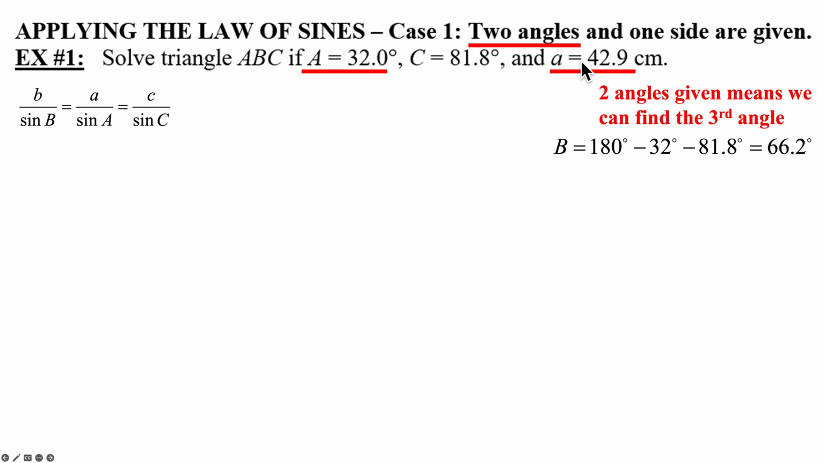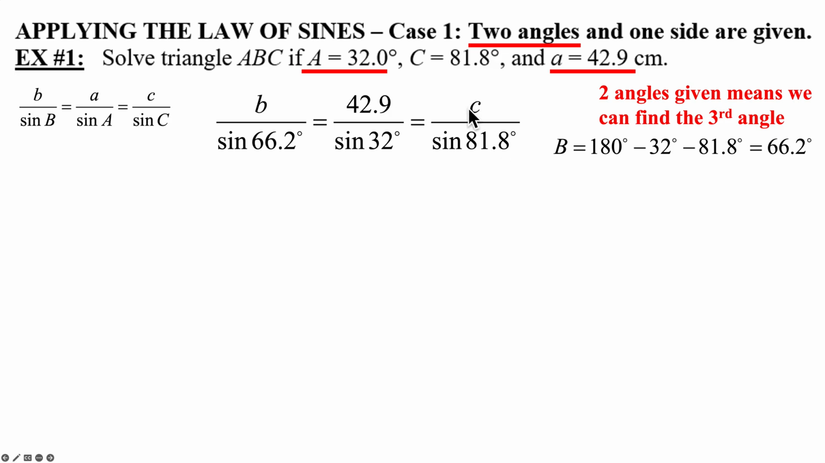So 42.9 goes in the numerator for A in the middle. Sine of 32 degrees goes in the middle. And then we fill in the outsides. Okay, here's side B, angle B. Angle B was 66.2 degrees. Here's side C, we don't know what it is. The sine of 81.8, that's the angle C value right there. We now have our proportion filled in.